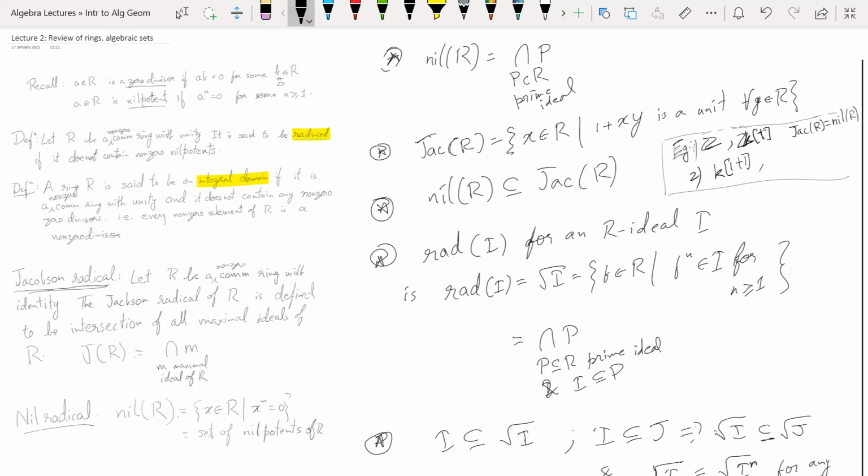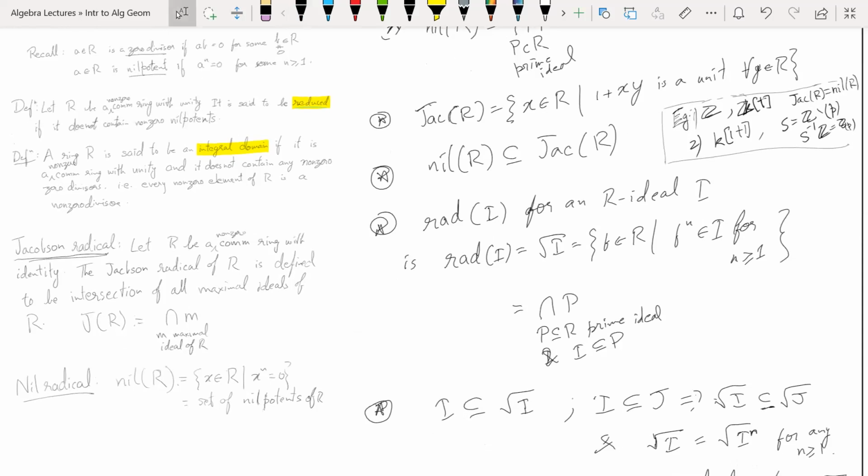So I don't know if this was the notation, but you consider S inverse Z. This is also denoted by Z localized at P. So this is also a local ring, meaning there is only one maximal ideal. So these kinds of rings have no hope of having this property that Jacobson is the same as nil radical. Because Jacobson radical is basically the maximal ideal, and these are integral domains, so nil radical is trivial. Okay, makes sense so far?